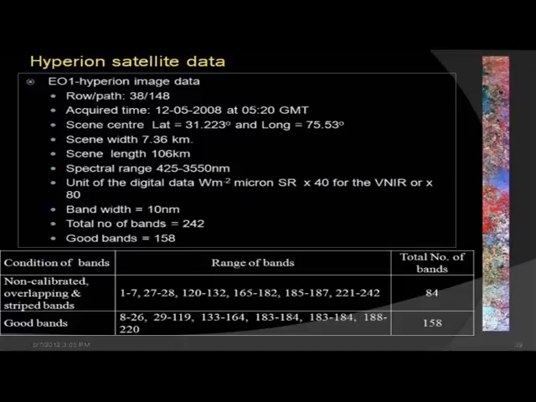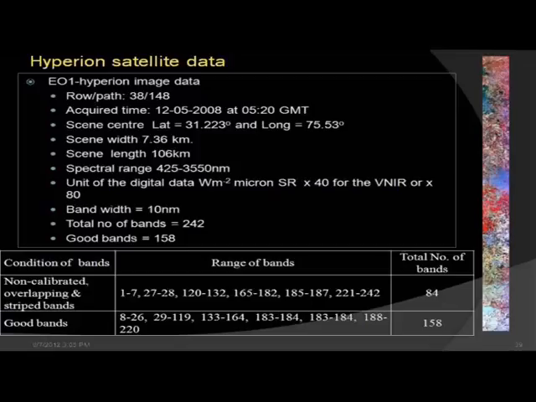And the satellite data used was the Earth Observing-1 (EO-1) Hyperion data, which has 242 bands, with some overlapping bands. But when you look at the good bands, hardly 158 bands remain. So using those 158 bands only, the rest of the exercise was done. You can see the FCC of the Hyperion data of the study area, which is around 7 km by 100 km. This is Jalandhar city down here.